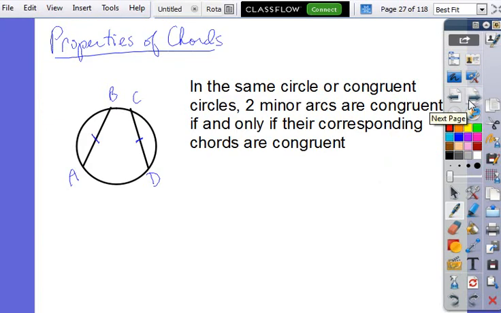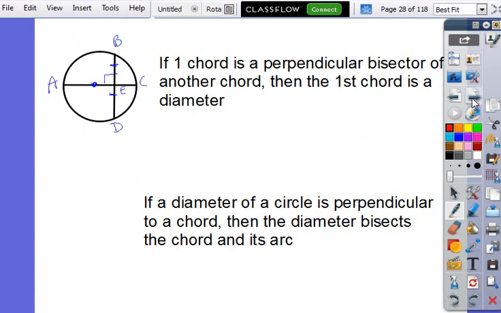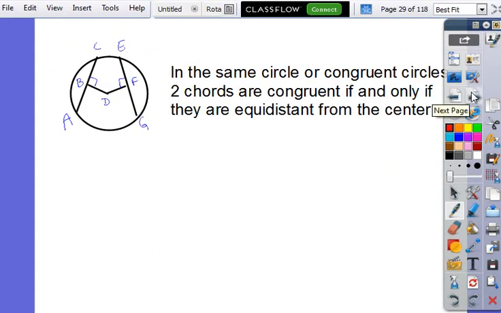Alright, here, the chords are the same, the arcs are the same. If the arcs are the same, the chords are the same. This one is probably more important. If it goes through the center and makes a right angle, it cuts this one in half and it cuts that one in half. This one, if they're the same distance from the center, the chords are going to be the same.